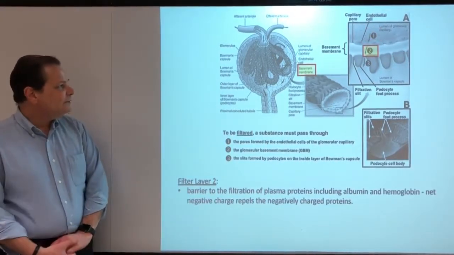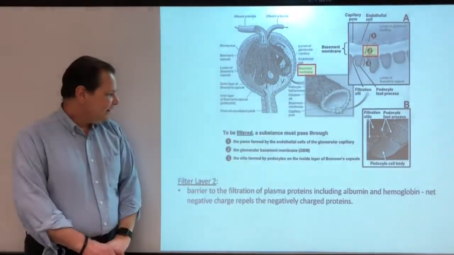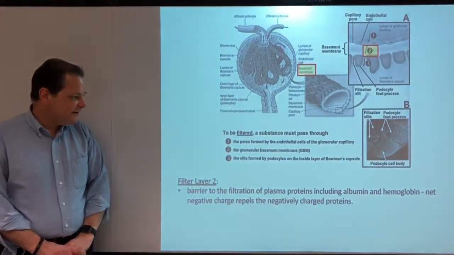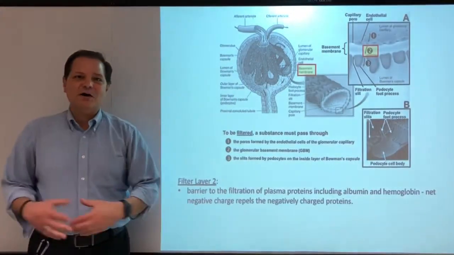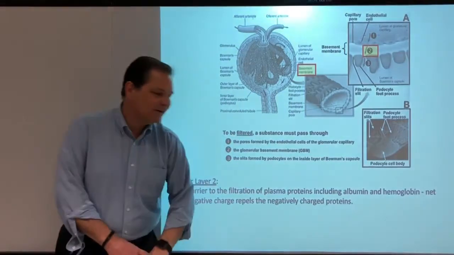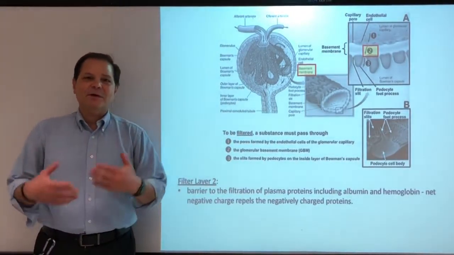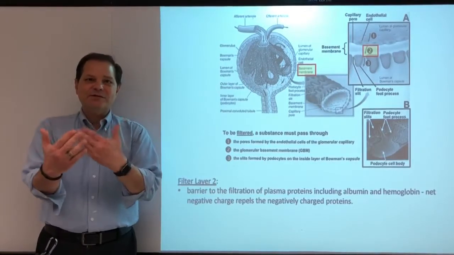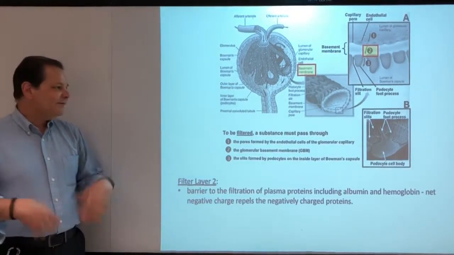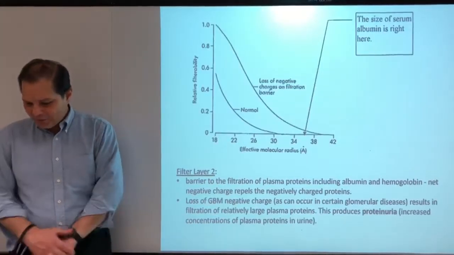Layer 2 is the glomerular basement membrane here, okay? And it primarily does its job because it's negatively charged. Most plasma proteins are negatively charged, albumin and hemoglobin, for instance. And so you have a negatively charged basement membrane, and negative charge repels negative charge, and that keeps a lot of these proteins from being filtered, certainly the bigger ones.